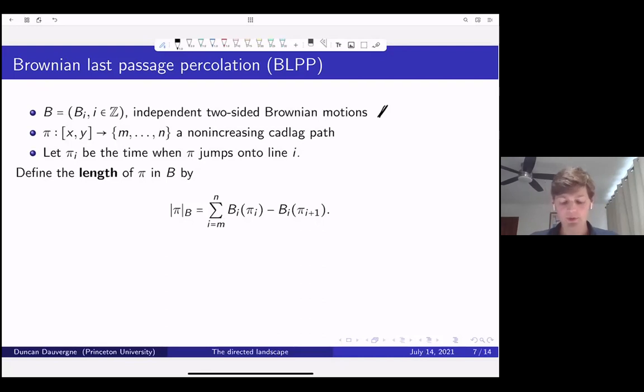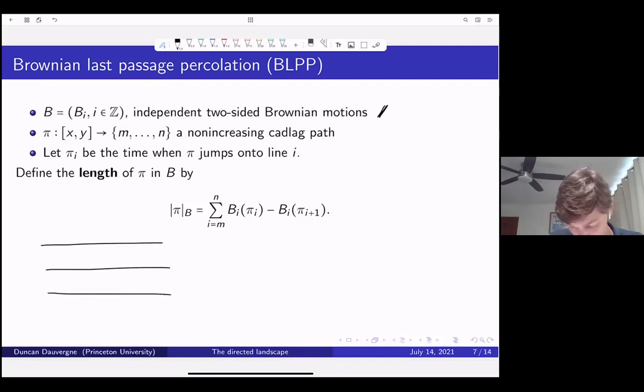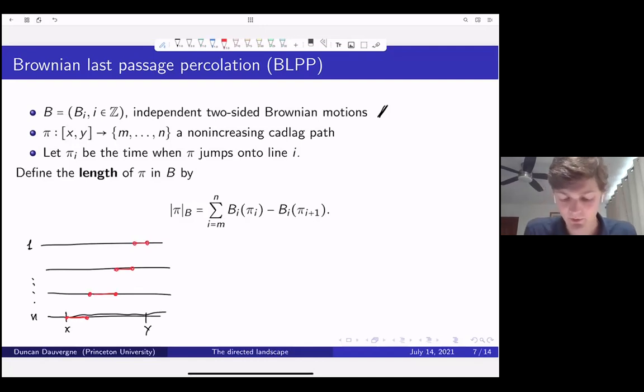Okay, so with these independent two-sided Brownian motions, now you need a notion of path length in this noise. So for us, paths are going to be functions from a real interval to an integer interval. So a path is going to look something like this. I'm specifying that they're always going to be non-increasing. So say I have line n down here all the way up to line 1 up here. The graph of a path might look something like this. So these are my admissible paths that I'm going to allow.